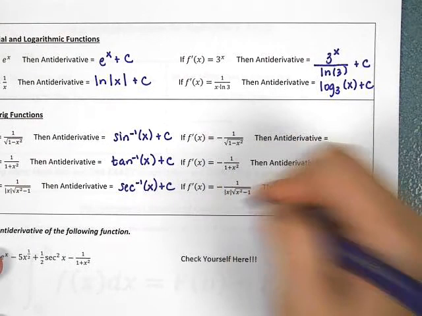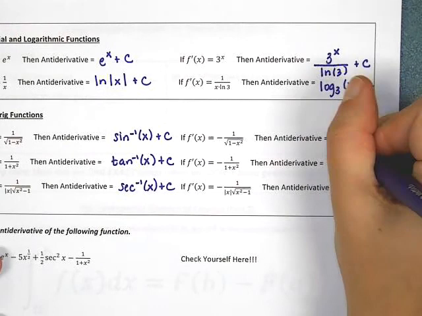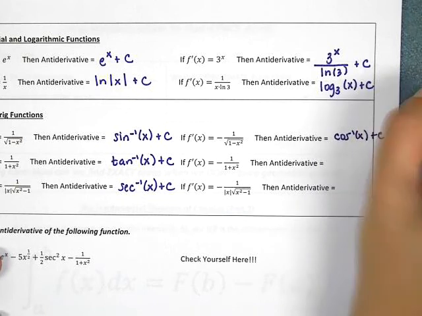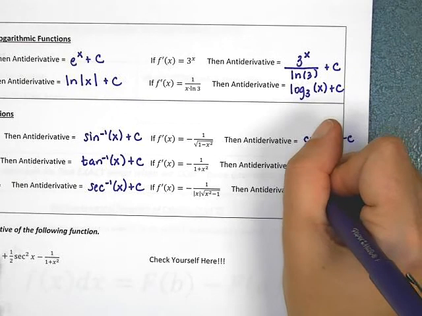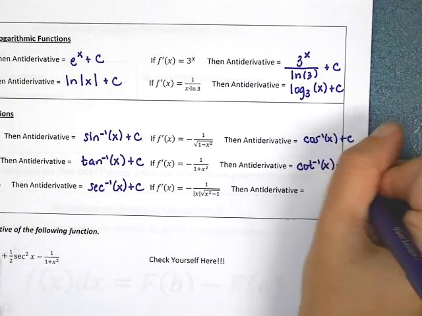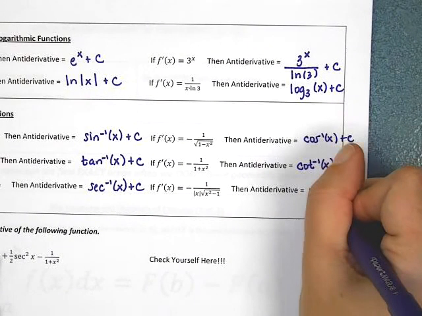Now if you make any of those negatives, you just get the other one. So this one's antiderivative would have been inverse cosine. This one's antiderivative would have been inverse cotangent. And this one's antiderivative would have been inverse cosecant.